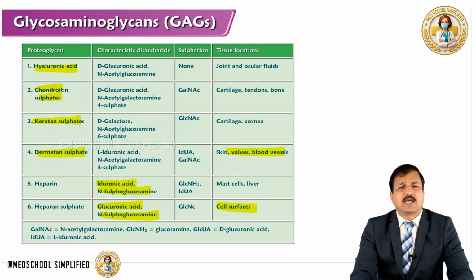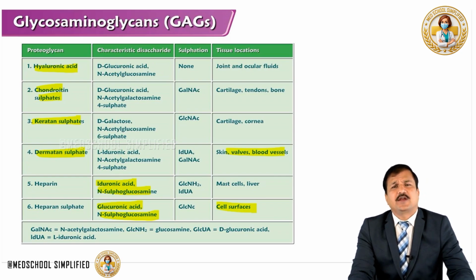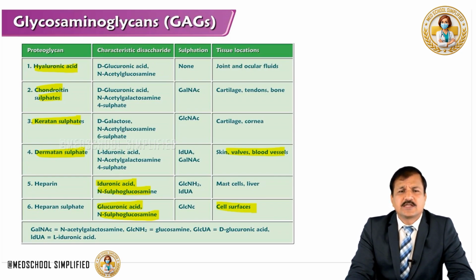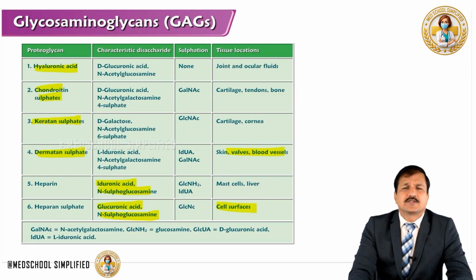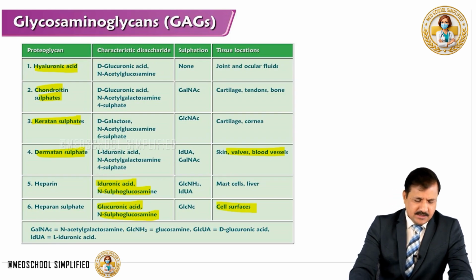Keratan sulfate is galactose with N-acetyl glucosamine. Dermatan sulfate is iduronic acid with N-acetyl galactosamine. Heparin is iduronic acid with glucosamine, and heparan sulfate is glucuronic acid with glucosamine. All of them are sulfated except hyaluronic acid, where there is no sulfation.